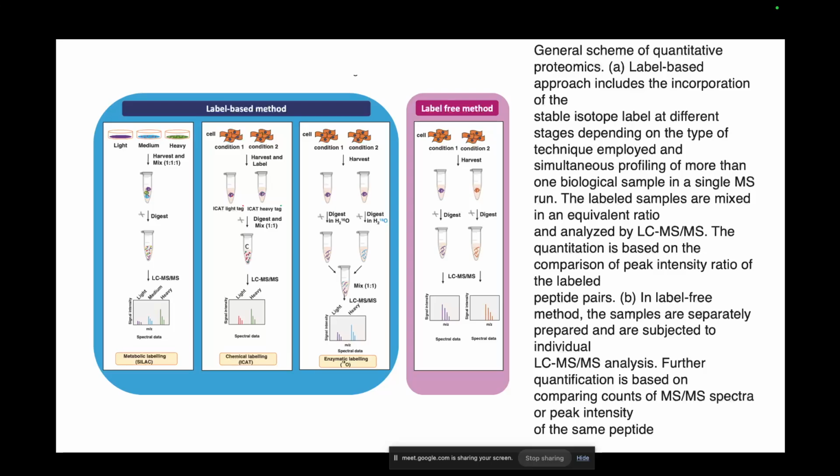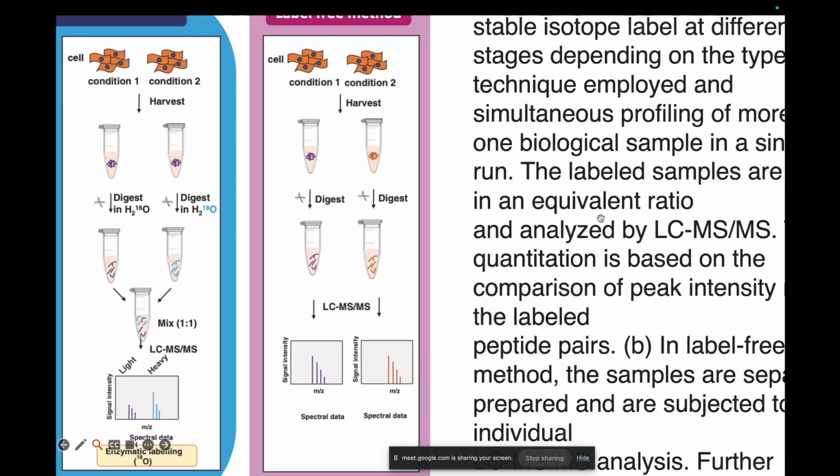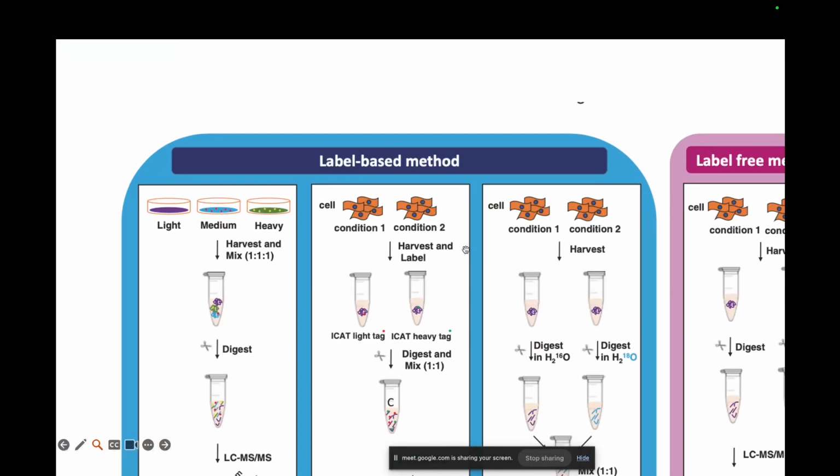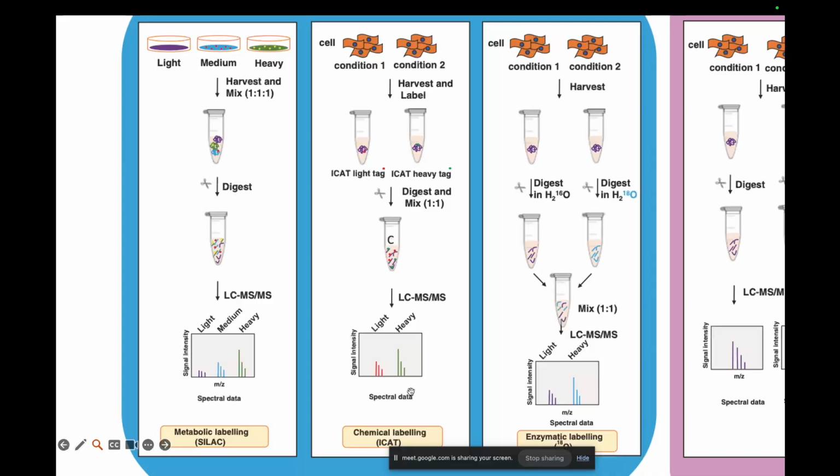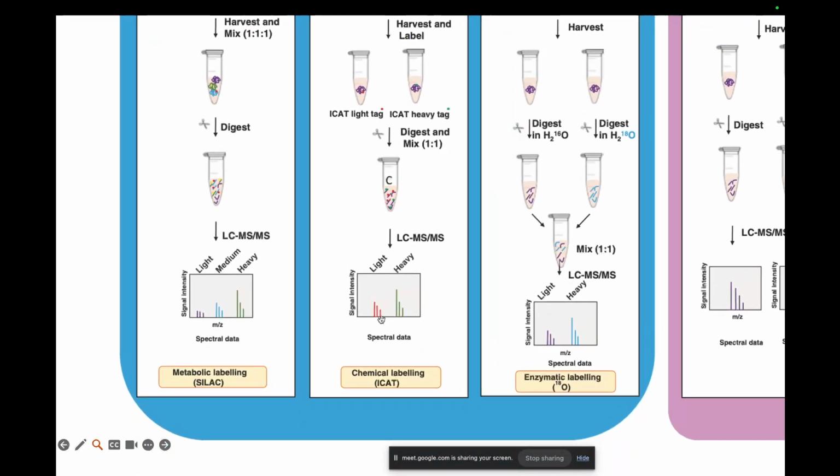In case of label-free methods, the samples are separately prepared and are subjected to individual analysis. So if you want to do multiple samples together, you have to label them accordingly. Say for example, you have two conditions. You give a light tag to one condition and a heavy tag to the other, and then you mix them and do the analysis, right?